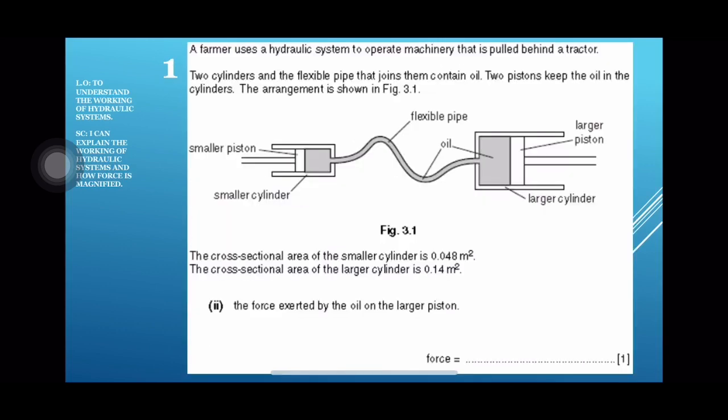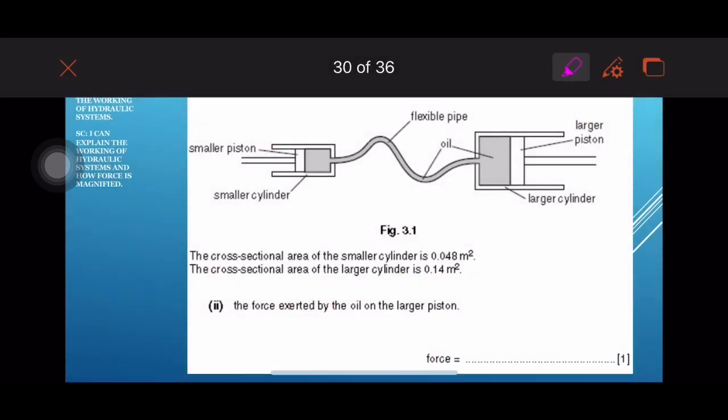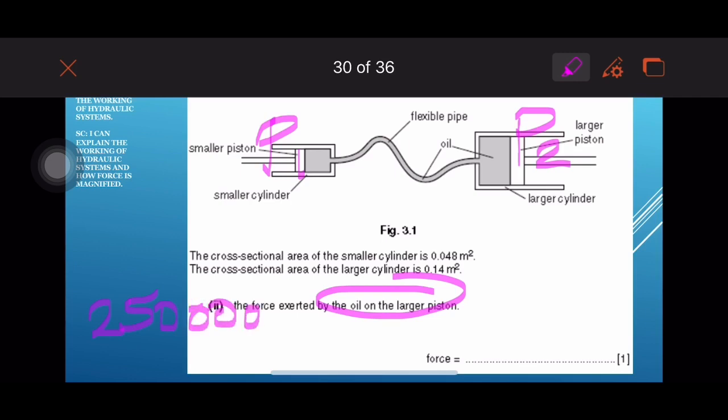So, same question. Now we're going to solve for the force exerted on the larger piston. So we know that P1 is equal to P2. And the pressure that we solved earlier is 250,000 pascals. This is the P1. And P1 is equal to P2. Now we are asked to calculate the force exerted by the oil on the larger piston, F2. So we know that A2 is this one, A2. So we'll calculate that.